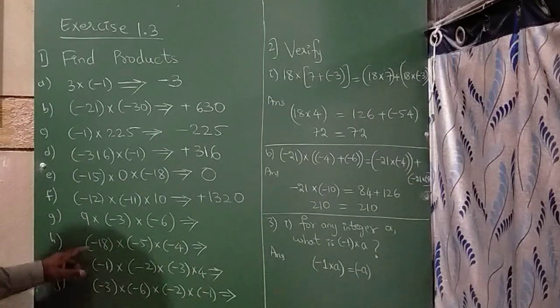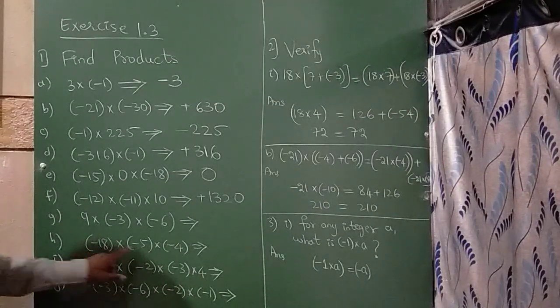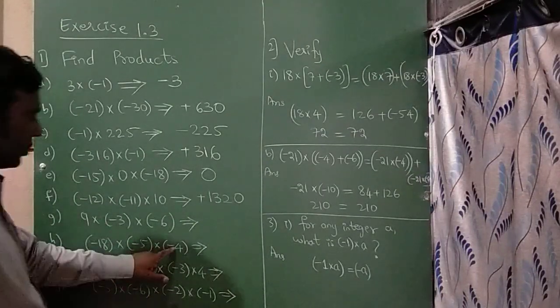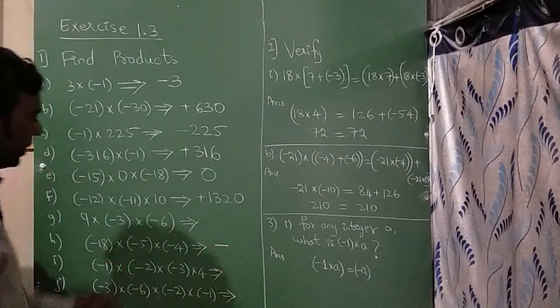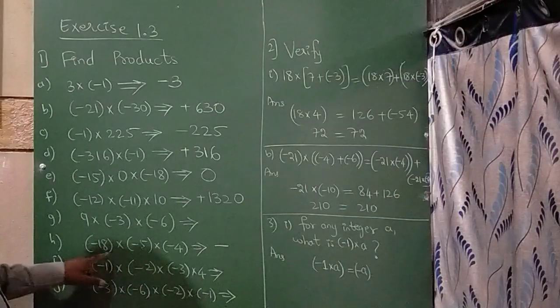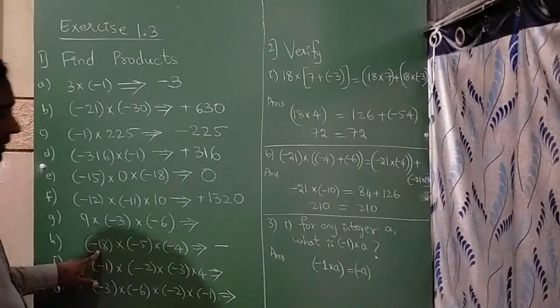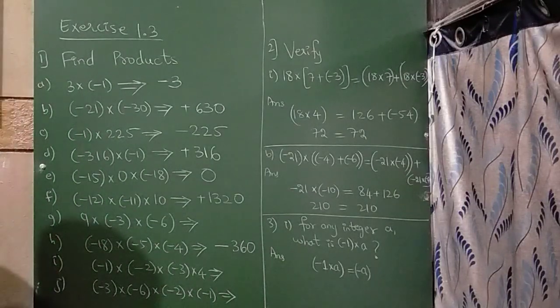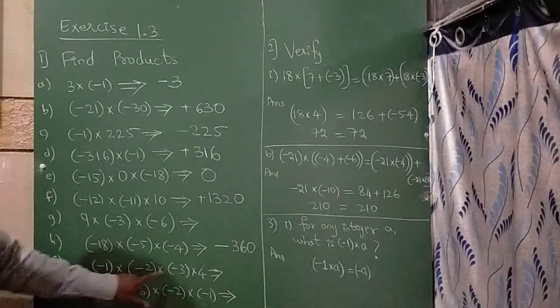Fine. So let me solve one more for you, because there are three signs here. Minus into minus will become plus, plus into minus will become minus. 5 4s are 20, 20 into 18, 18 2s are 36, so the answer will be 360. Fine.